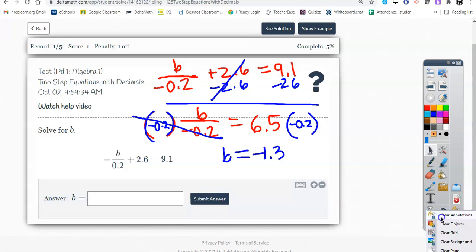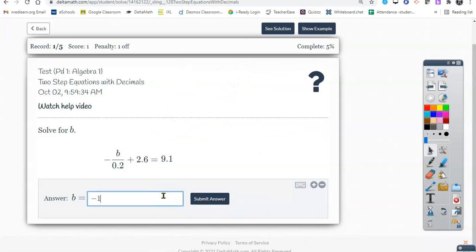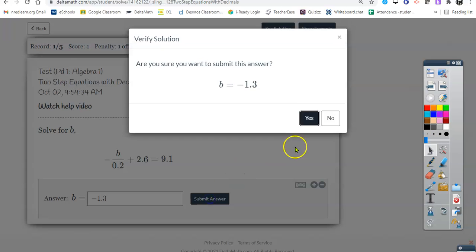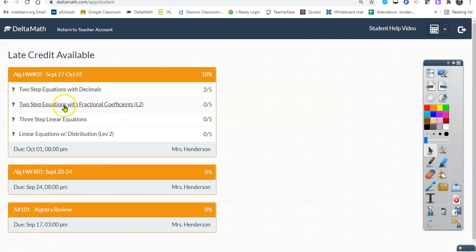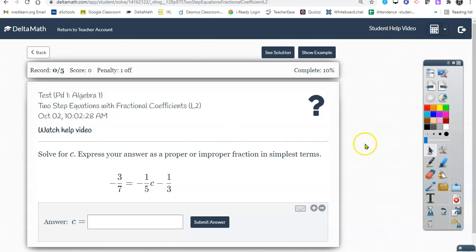Now what we'll do is we'll type that in the answer box and we'll submit. All right, let's take a look at the next section: two-step equations with fractional coefficients.